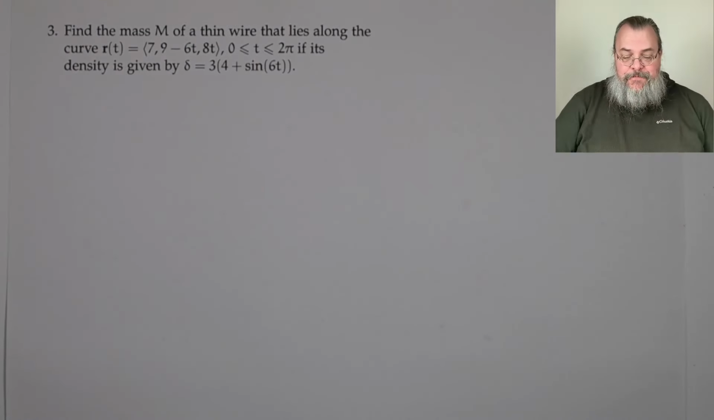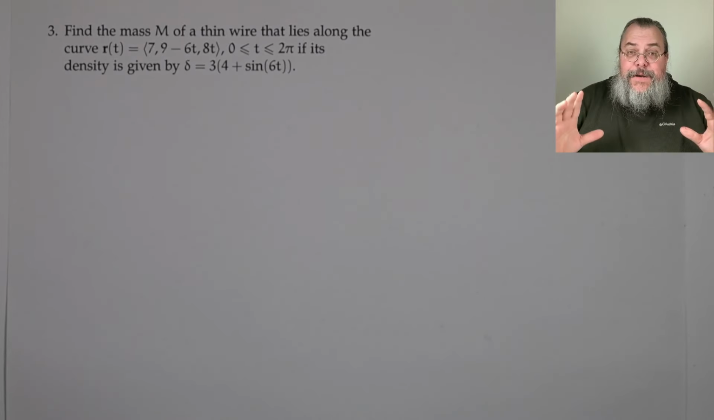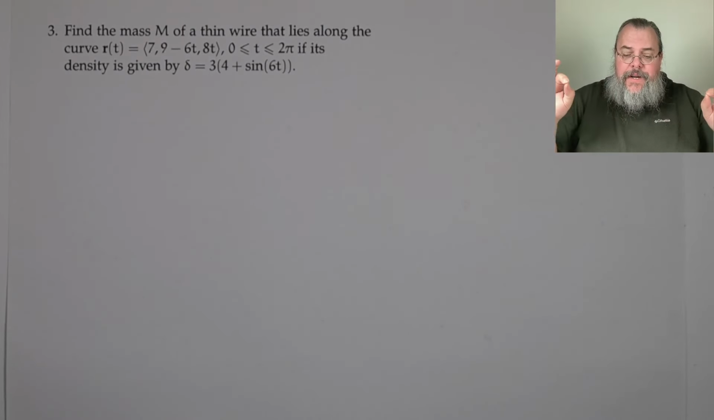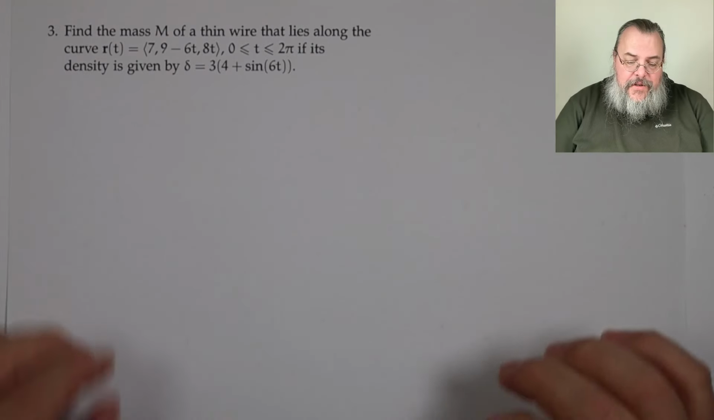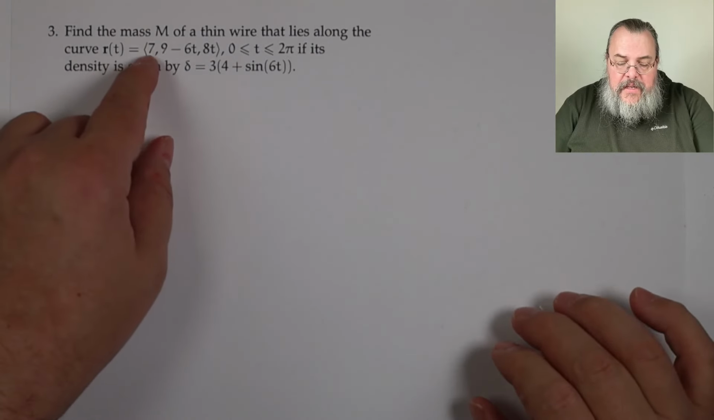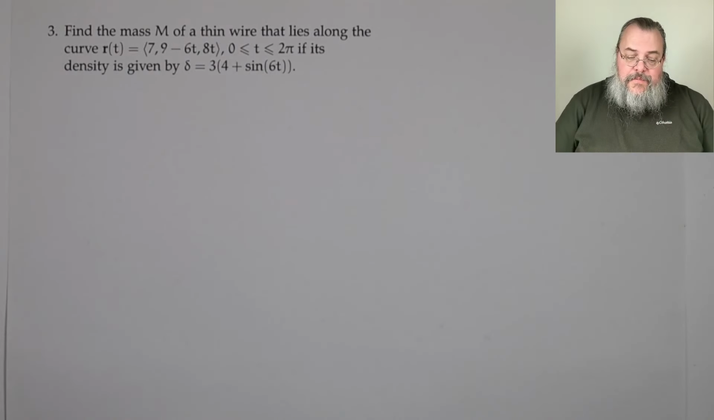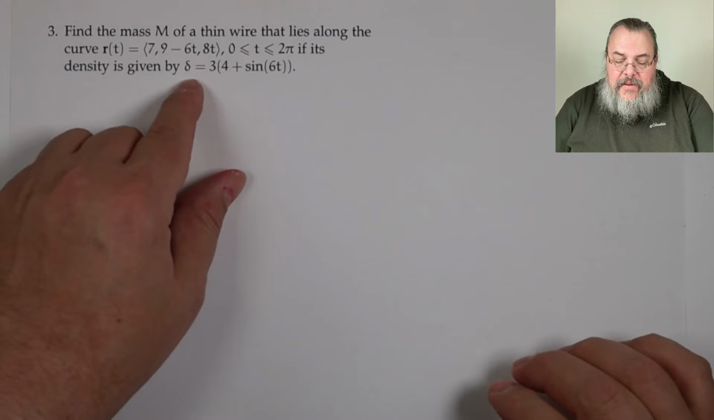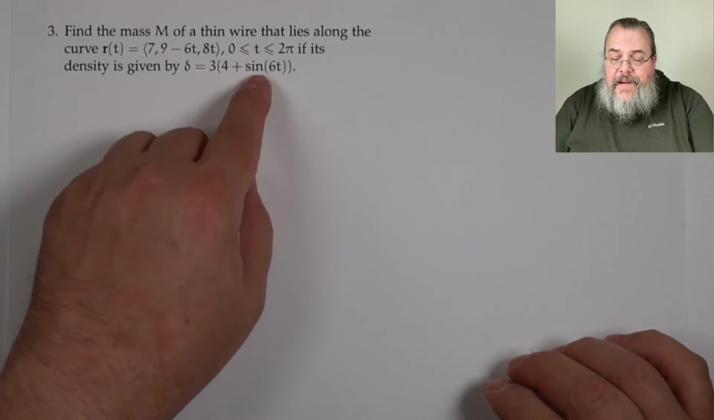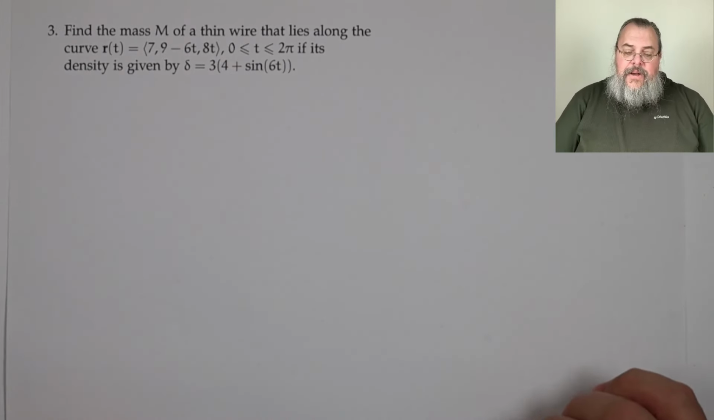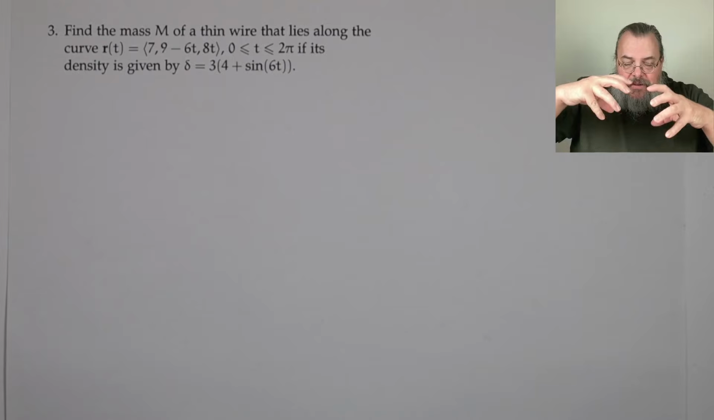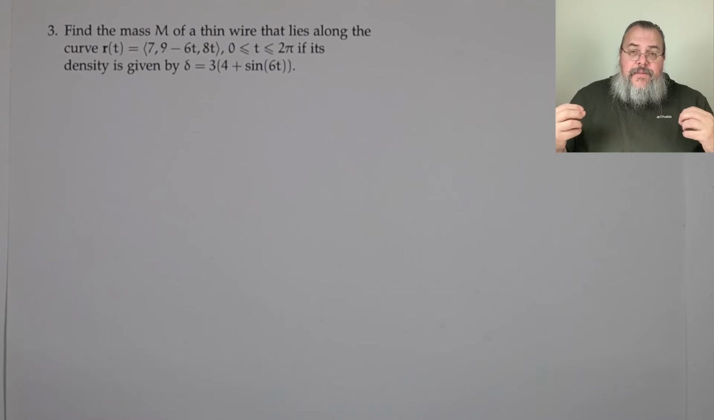Number 3. Find the mass m of a thin wire that lies along this curve. r of t is <7, 9 minus 6t, 8t>, and t goes from 0 to 2 pi, if its density is given by 3 times (4 plus sine of 6t). Okay, so we have this wire sitting somewhere in 3-dimensional space.